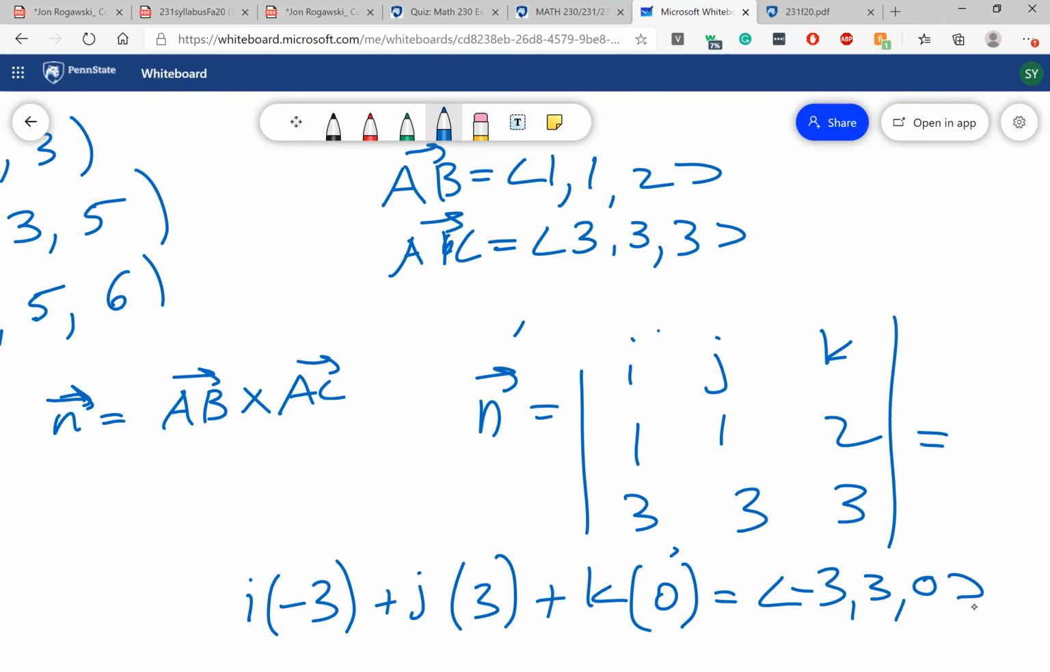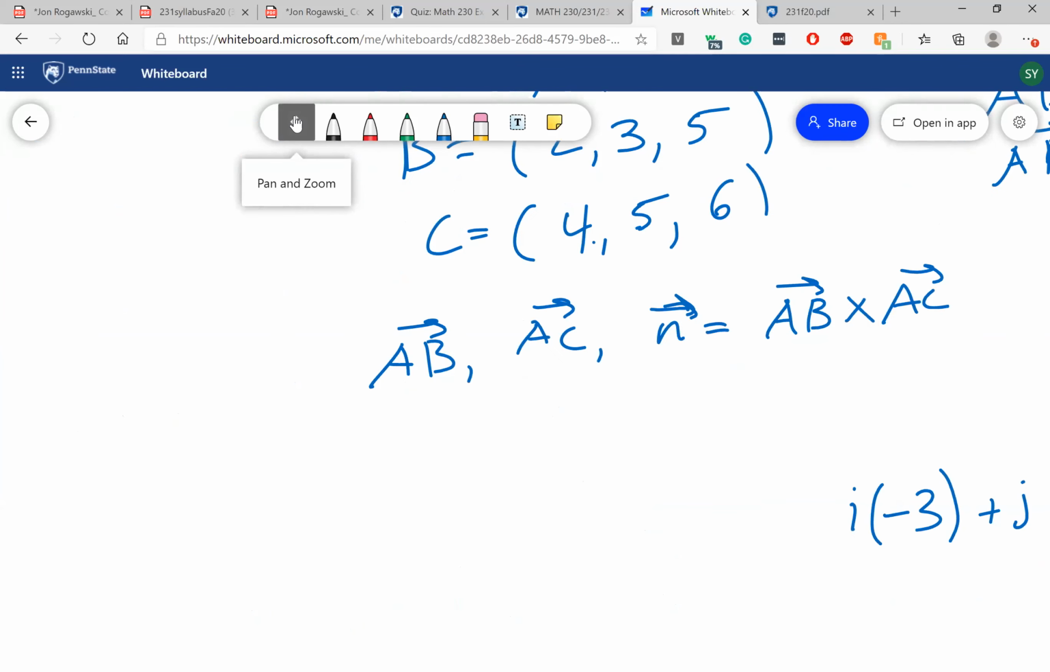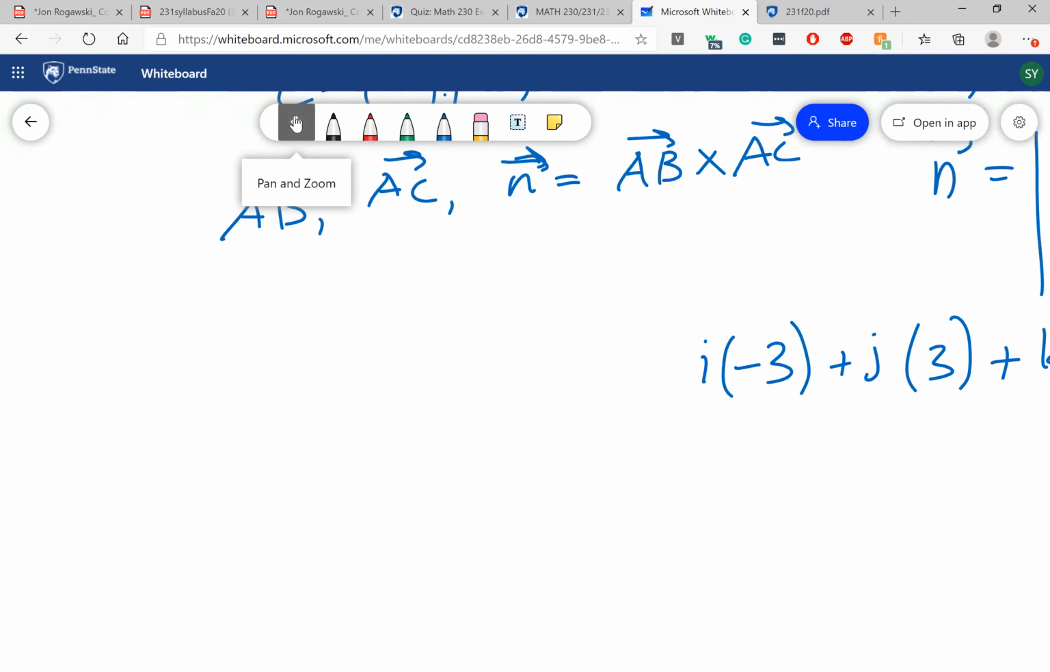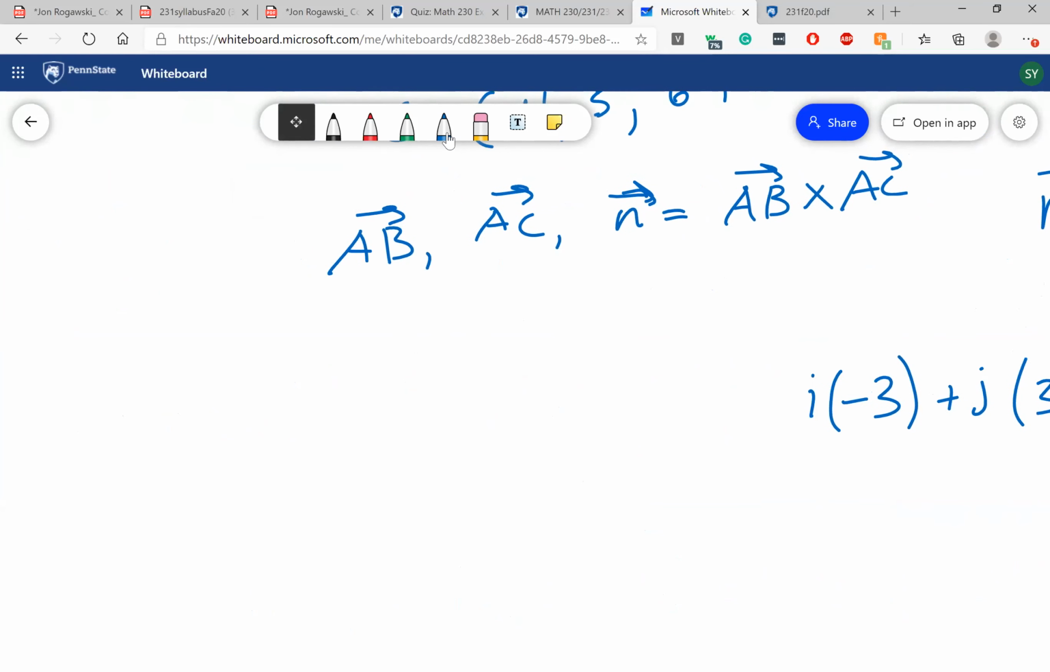And it works for this one. It's orthogonal to that. If you take the dot product, you get 0. If you take the dot product with that, you get 0. So good, it works. And then once you find the normal vector, you can set up the equation of your plane. So this is negative 3, 3, and 0. So the equation of the plane will be negative 3x plus 3y is equal to d.